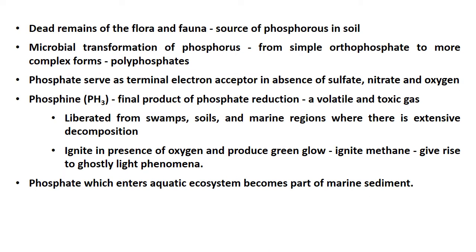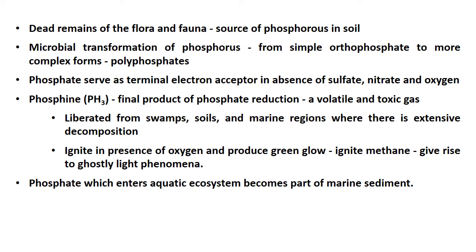In soil, the source of phosphorus is the dead remains of plants, animals and microorganisms. Phosphate can serve as a terminal electron acceptor in the absence of sulfate, nitrate or oxygen. Microbial transformations of phosphorus range from simple orthophosphates to more complex forms of polyphosphates. Microorganisms can reduce phosphate, and the final product of phosphate reduction is phosphine.